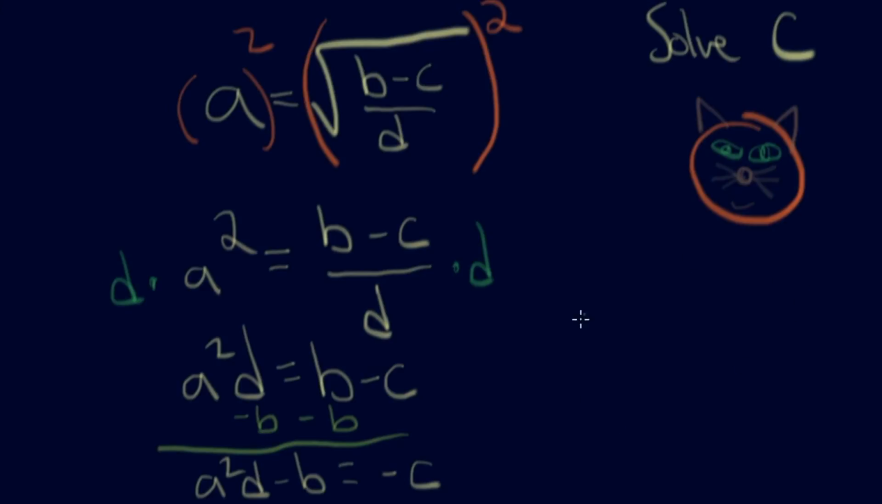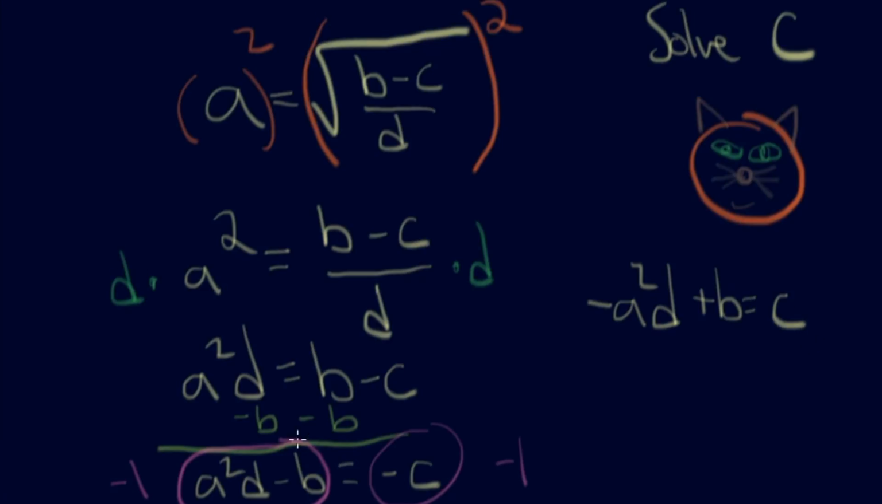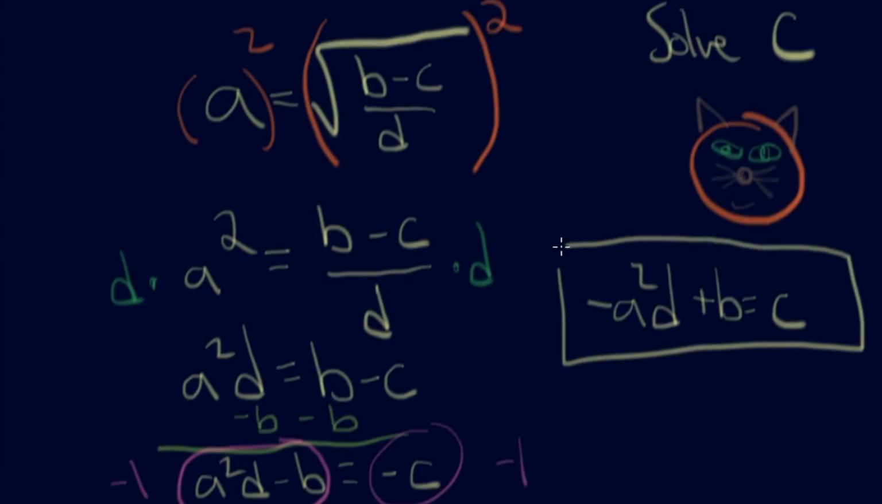So how do I make this become a positive c? I multiply this by negative 1. And that means I have to do it to the other side. Multiply this whole thing by negative 1. What's my final answer going to be? Negative a squared d plus b is equal to positive c. And there you go. The cat is happy.